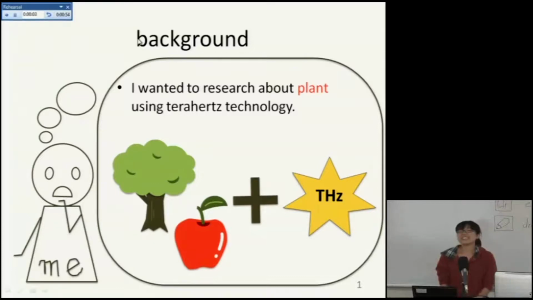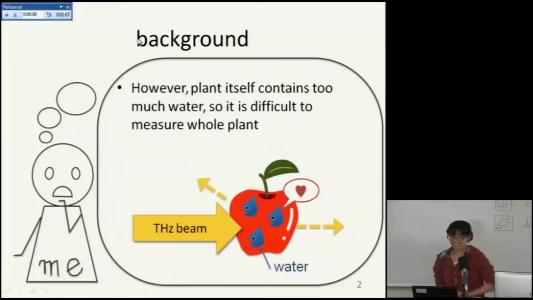So first of all, I want to introduce why I have chosen this theme. One day I thought I want to research about the plant using terahertz technology. However, an individual plant itself contains too much water that it is difficult to measure the whole plant, because the water is likely to absorb the terahertz radiation.